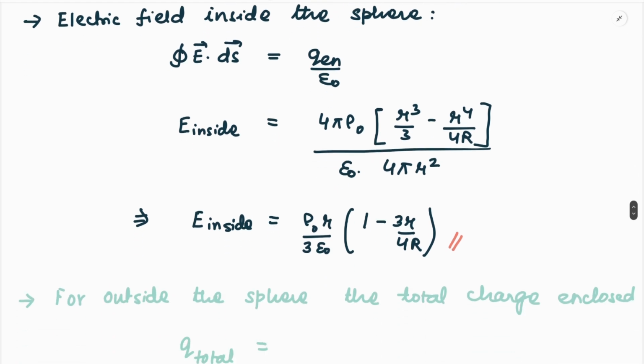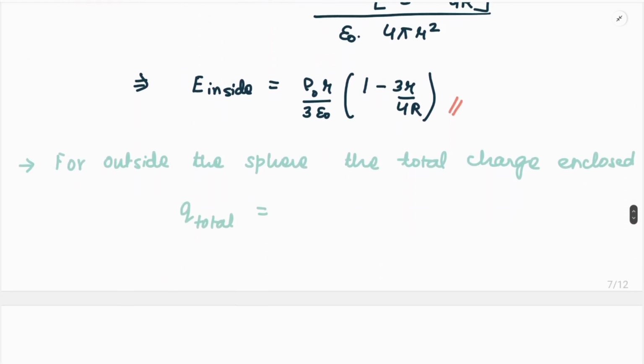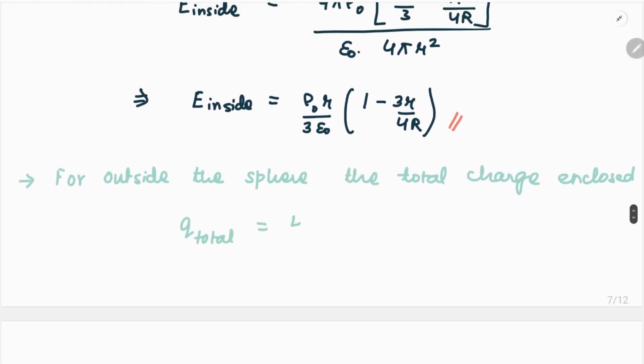total. So in the expression over here we put, and we get 4 pi rho naught. So this term becomes R cube by 3 minus R cube by 4, and over here we get Q total equals pi rho naught R cube by 3. So this is the total charge enclosed by the sphere.